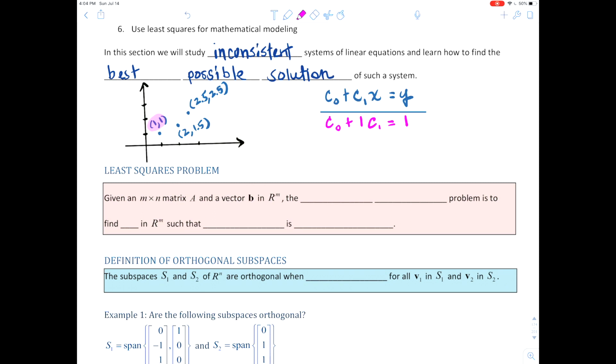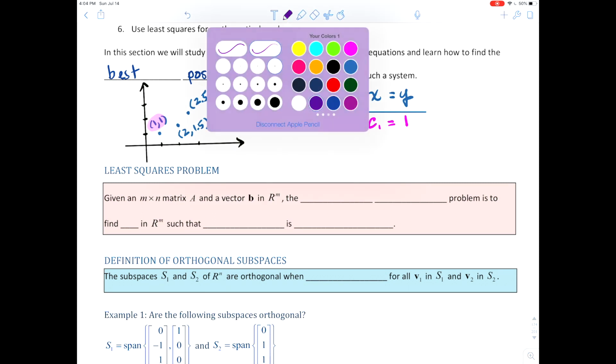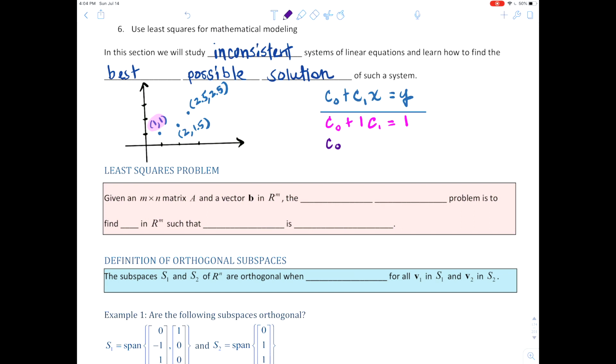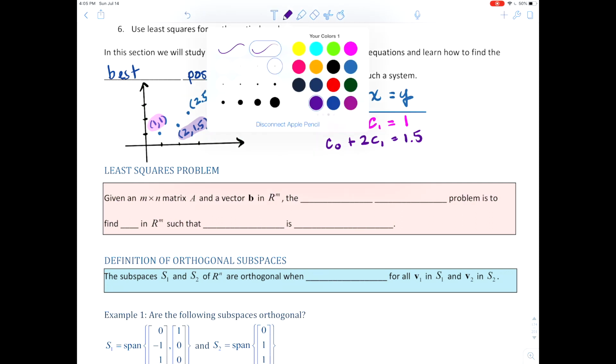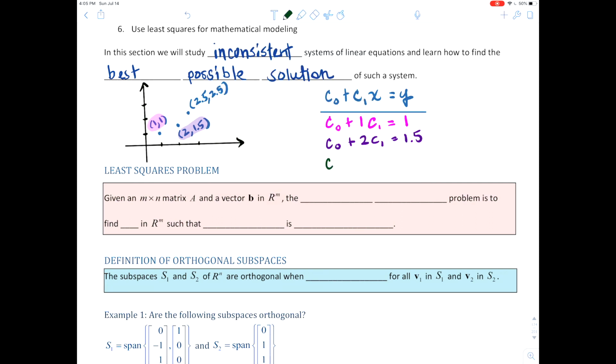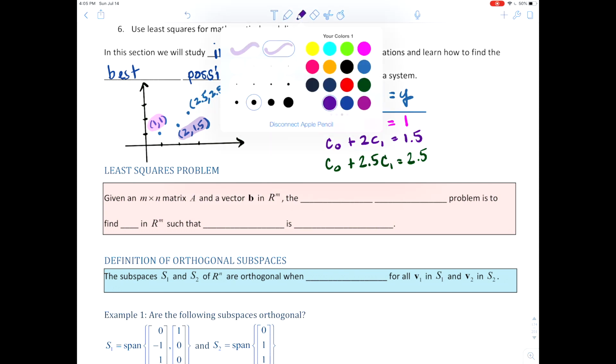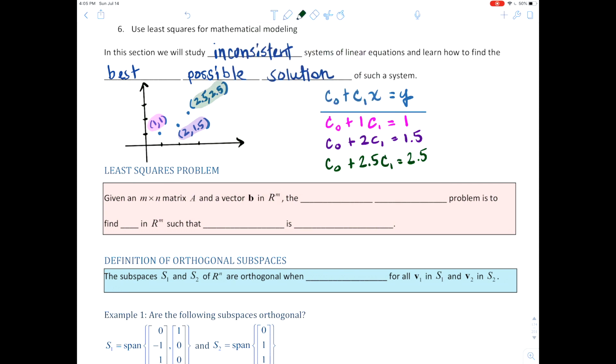And then the next one would be C0 plus 2 C1, and that has an output of 1.5. And that was this ordered pair. And then your third one is C0 plus 2.5 C1 is equal to 2.5. And that corresponds to this third ordered pair. Groovy?